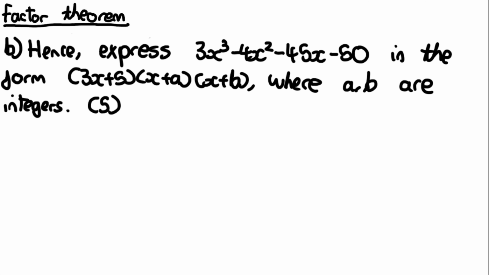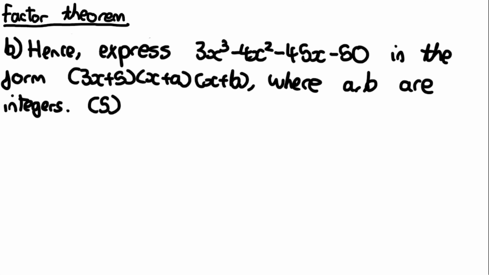I was talking in the algebraic division video about what a typical algebraic division question will actually look like, and it will look like something like part B. And what this question actually wants you to do is divide 3x cubed minus 4x squared minus 45x minus 50 by 3x plus 5, and this will allow you to find these other 2 brackets.